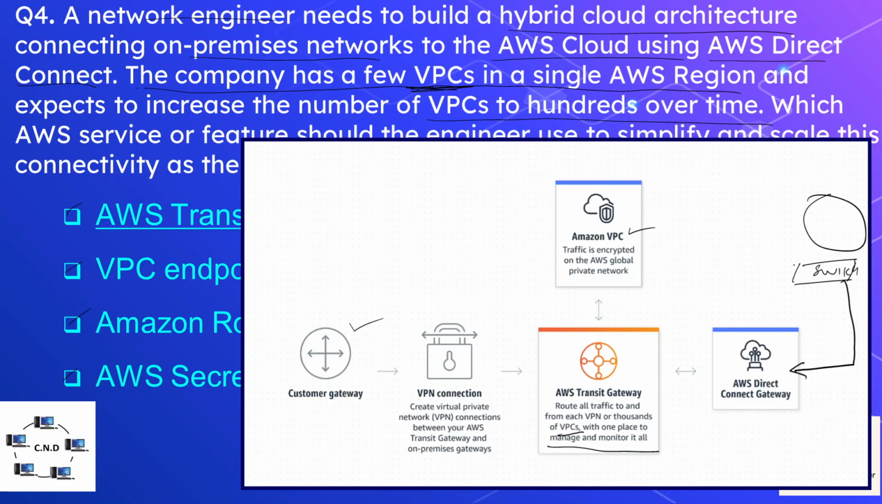Also, the AWS Transit Gateway is basically the correct option to connect a customer network through Direct Connect to Amazon VPCs. So the customer will be connected this way to his or her VPCs, virtual private clouds.